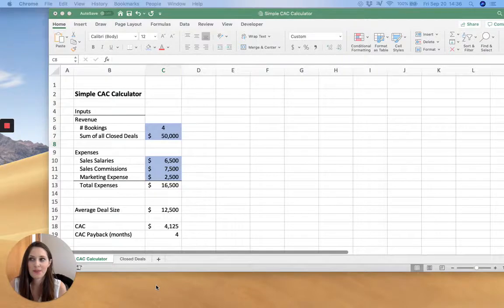I've worked with SaaS finance for about a decade, and today I want to show you a simple SaaS customer acquisition cost calculator that I created.